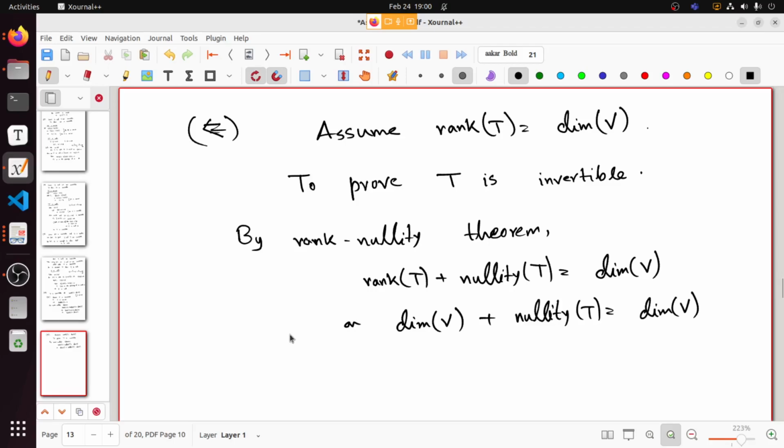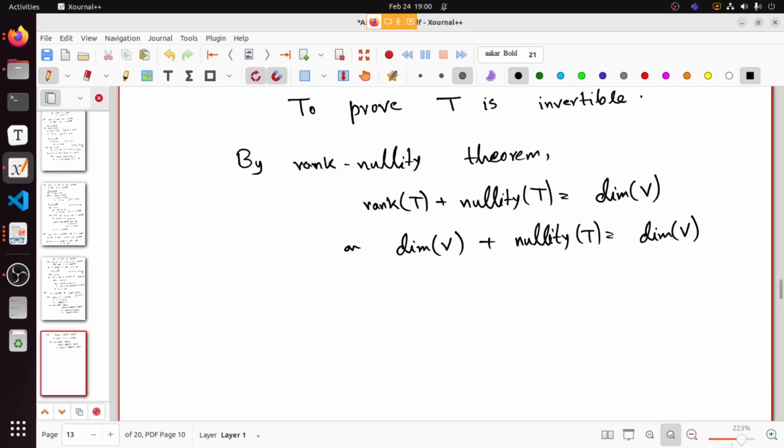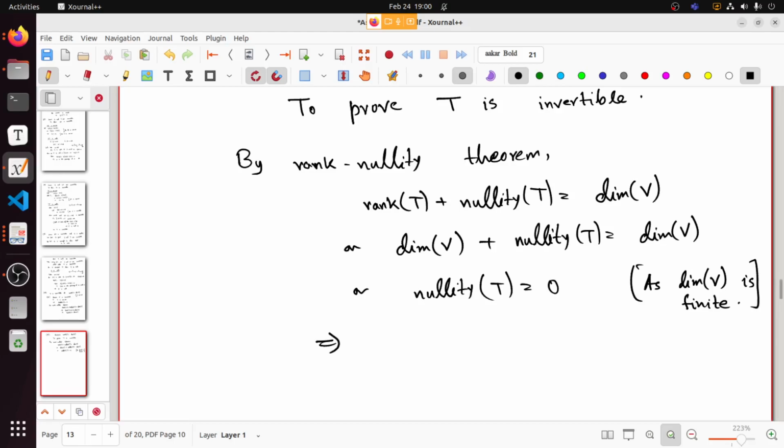Now as the dimension of B is finite, because here we are dealing with a finite dimensional vector space, this implies the nullity of T is 0. Why? As the dimension of B is finite. Here we are only talking about finite dimensional vector spaces. So nullity of T is 0 implies, by the earlier exercise, that T is injective. The dimension of the null space is 0, so T is injective.